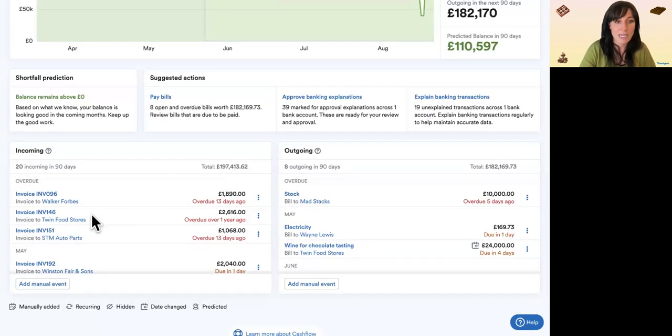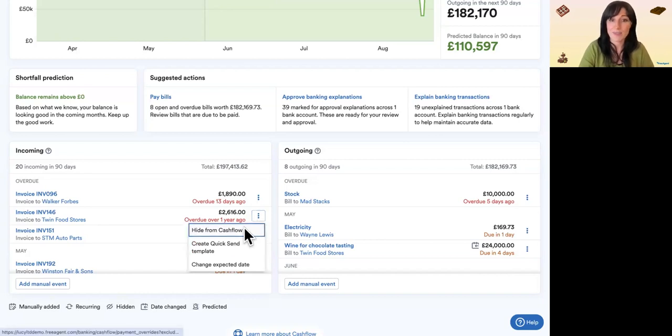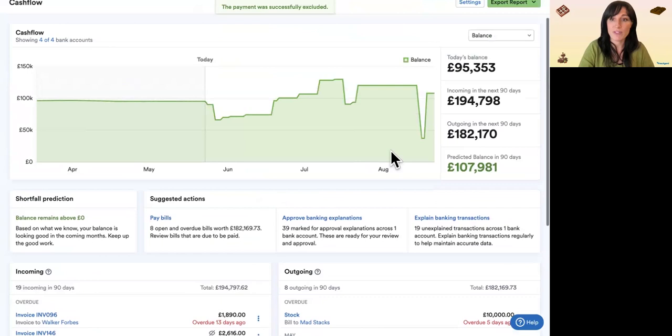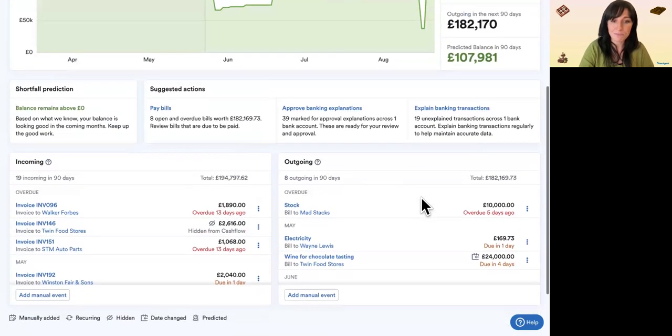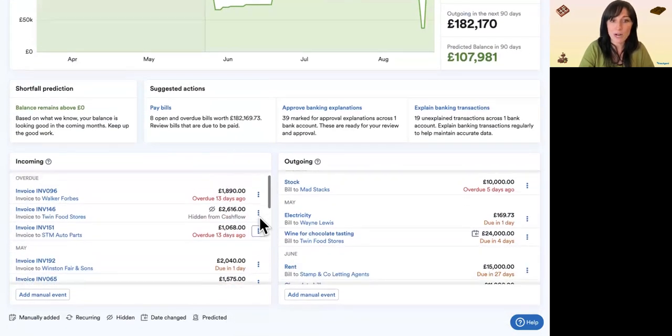Going back to the cash flow page, I've also got this other invoice, Twin Food Stores. Now I'm looking at this. This is overdue 1 year ago, and I happen to know that that invoice is wiped, it's no longer valid for certain reasons. So that means it's inaccurate. I don't want that showing in my cash flow. So what I can do is hide this. And what you'll see is that once I've removed that, it's changed the balance up here and just made it that little bit more accurate.